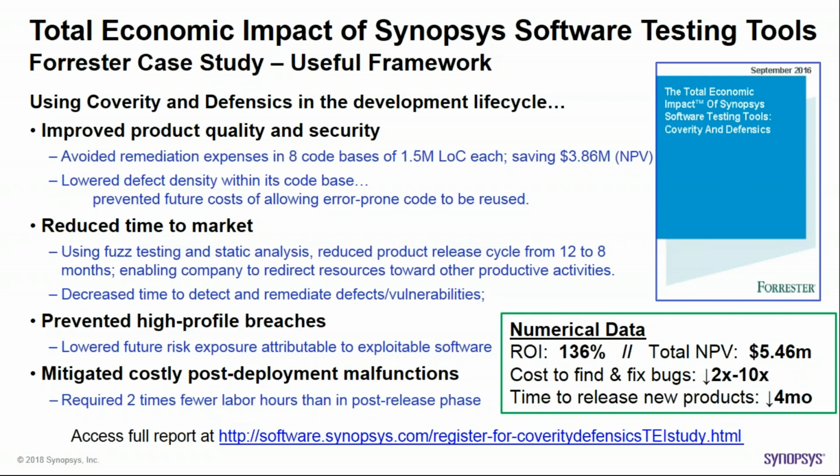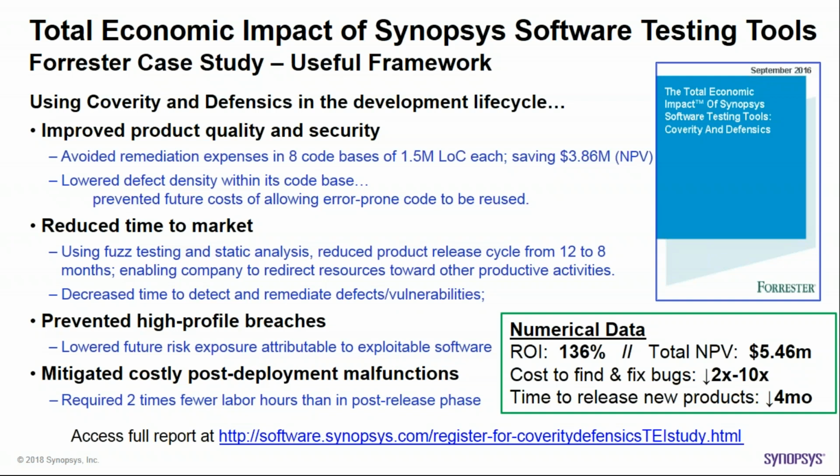In this case, the findings were that by using these tools, while it was an upfront investment, it actually improved their product quality and security. It avoided remediation expenses in 8 different code bases of 1.5 million lines of code each, saving over $3.8 million. It lowered their defect density within its own code base, therefore preventing future costs from error-prone code going forward and being reused, because we find that when you've got one component that works here, you reuse it in other products as well. More significantly, Forrester reported it reduced the time to market.